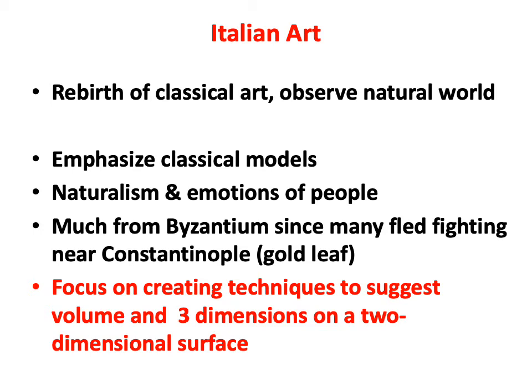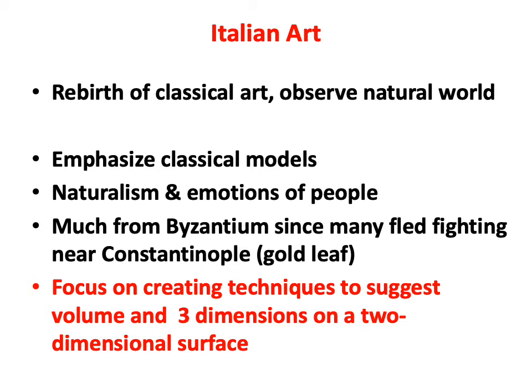We see much greater focus on naturalism. We get away from the flat, two-dimensional figures of medieval art, and we start seeing more emphasis placed on the emotions of people. We will see much coming in from Byzantium, from the Constantinople area, since many people, including artists, had fled the massive fighting near Constantinople. And this would include the Byzantine use, which we saw earlier, of gold leaf. Now we're finding the art world, and we'll see that the Renaissance is centered in Italy, creating techniques that they wanted to try and really suggest three-dimensionality and recreate volume on a two-dimensional surface.